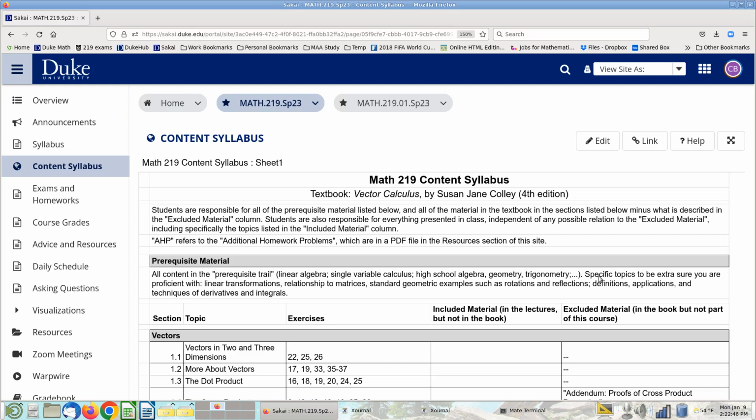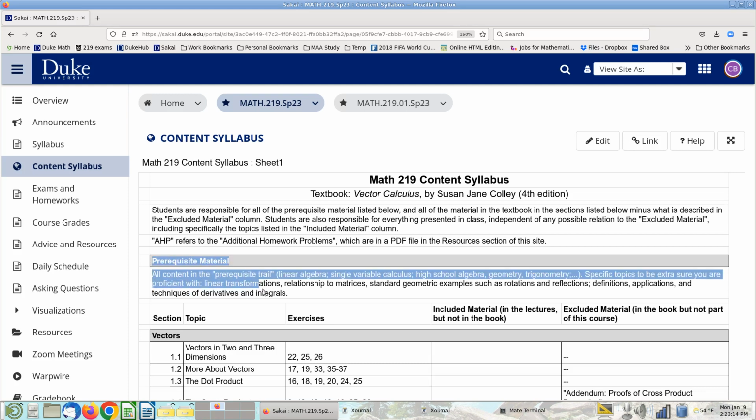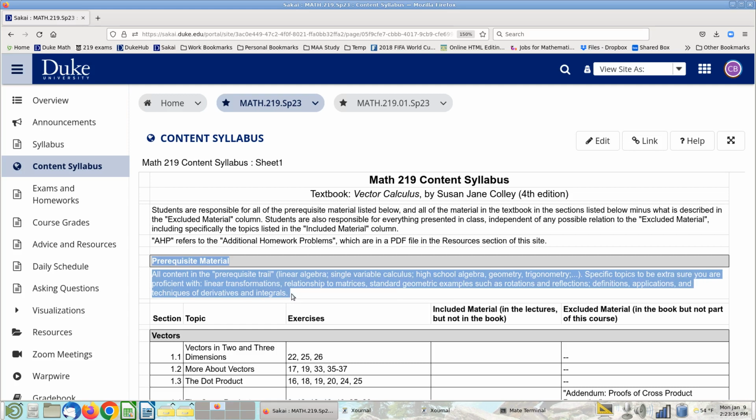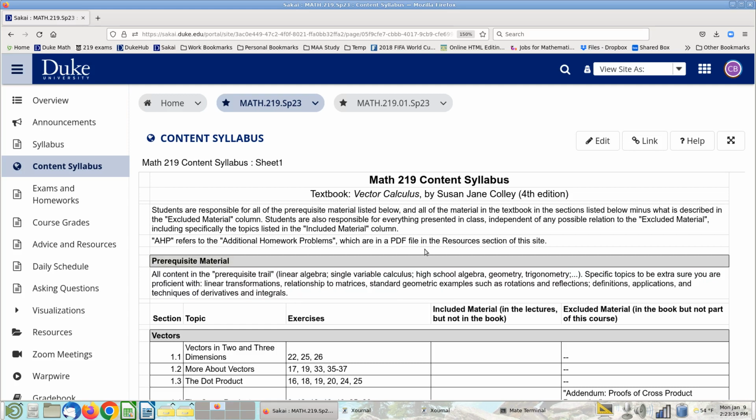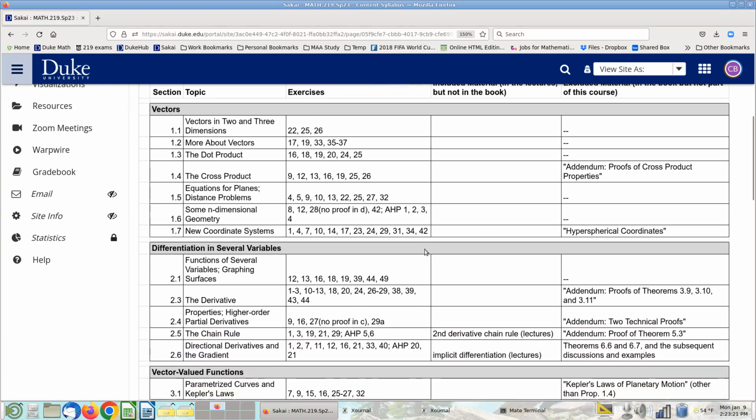In single variable calculus, derivatives and integrals, pretty much, but specifically, make sure you know the definitions of these things, right? And know how to do applications of them, and various techniques such as chain rule and integration by parts and things like that. You want to make sure that you're good with those kinds of things. All of that stuff, all of this prerequisite material is going to figure very heavily in Math 219. Okay. All right. Proceeding on down.